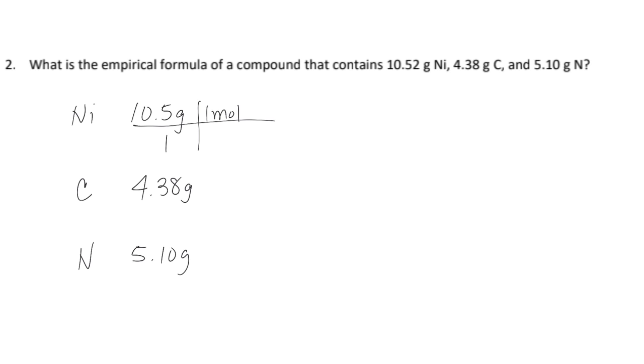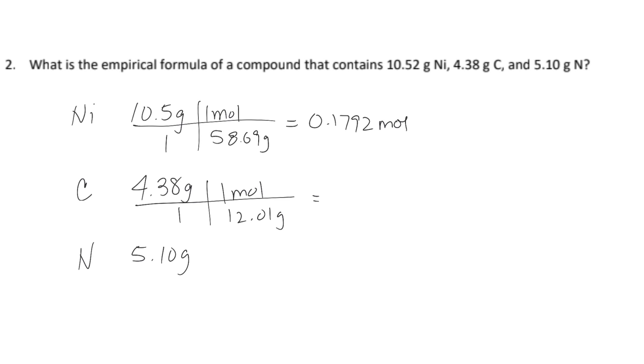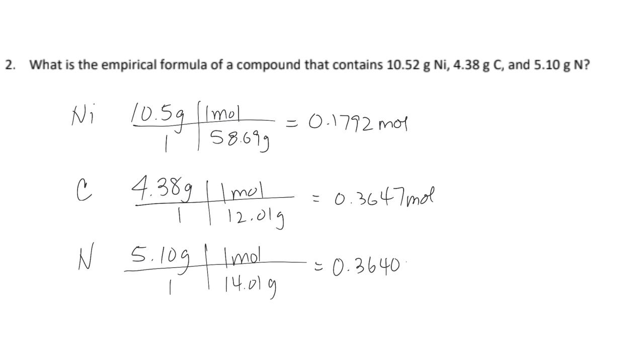Now we jump in mass to moles. So 1 mole nickel has a molar mass of 58.69, and we get 0.1792 moles. Carbon, 1 mole, has 12.01 grams for a mass, 0.3647. And remember, I'm not rounding this too early so that I get an appropriate ratio at the end. 1 mole of nitrogen has a mass of 14.01 grams, and we get 0.3640 moles.